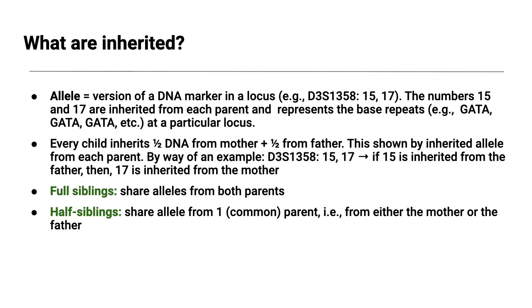For example, at the locus D3S1358, a person might have alleles 15 and 17. If 15 came from the father and 17 came from the mother, that pair forms the person's genotype at that locus. By comparing these alleles between individuals, we can detect patterns of inheritance that reveal biological relationships.